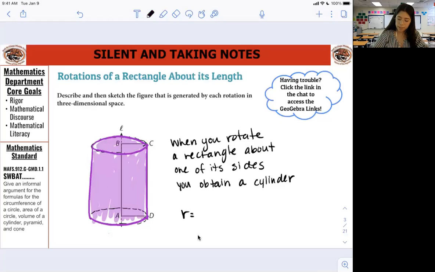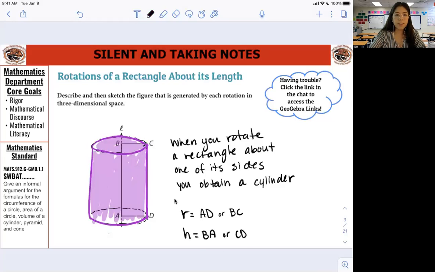AD as well as BC, yeah. Both of them work because they're congruent. AD and BC are congruent. And what's the height? BA, good. Or BC, or I mean CD, since again, those are congruent.